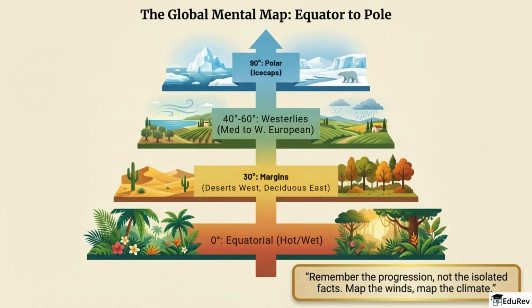This is the progression you must retain. Not isolated facts, not country names, not random vegetation labels. Map the winds and the climate falls into place. Map the latitude and the region becomes predictable. That is how serious aspirants revise the world climate and become exam ready.